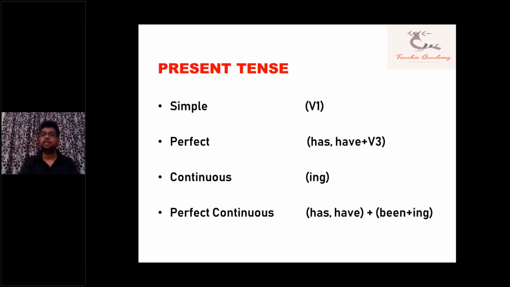And the final form of present tense, the present perfect continuous. It is a combination of the present tense along with perfect and continuous, that is has, have plus been plus ing. For example, they have been doing their work since morning. Have been ing. They have been doing. That is present perfect continuous.